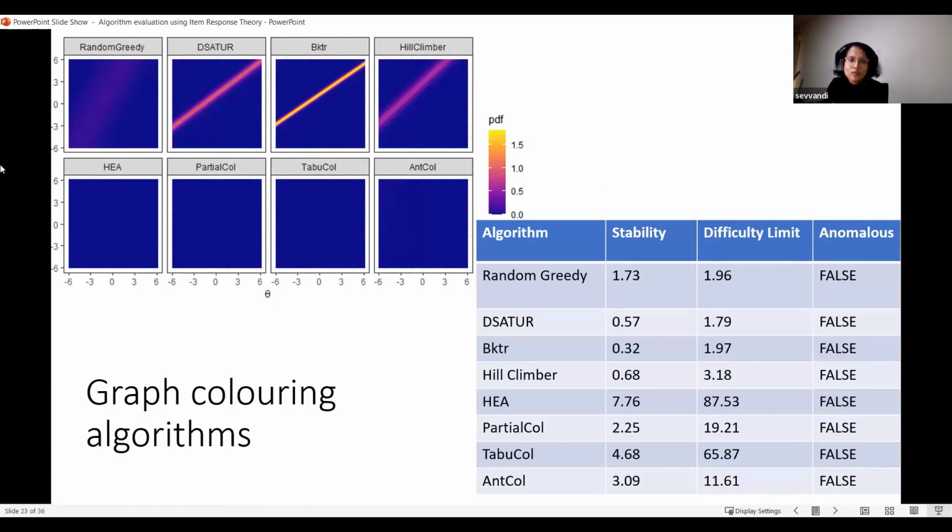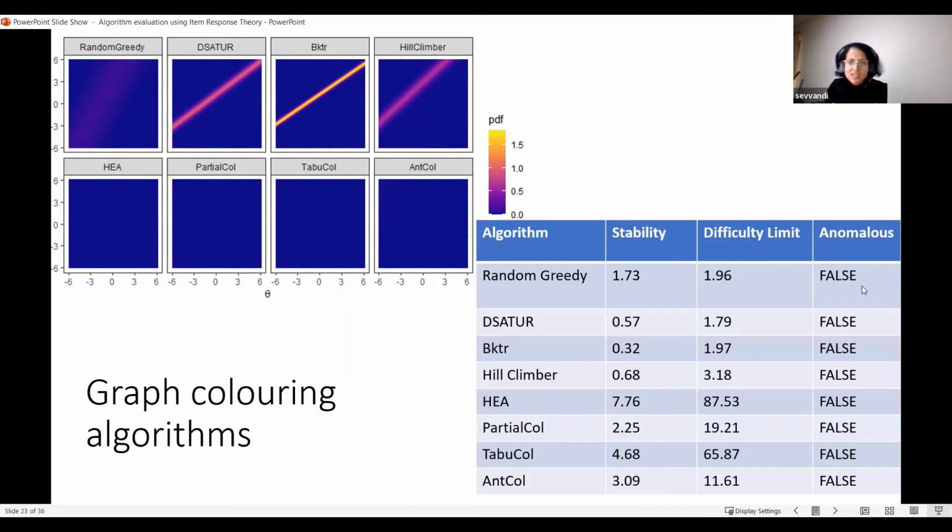So when you fit the model, this is what the pictures look like. And we immediately see that the bottom column are very stable algorithms. HE and partial col, Tabucol, and AND col, they're very, very stable algorithms. And from this table, we can see all of them have very high values. HE specifically has a very high stability. These ones are not so stable because they have those lightsabers going. And in the random greedy, it's very hazy, but you can see a little bit.